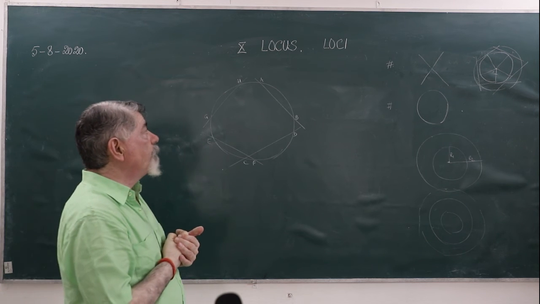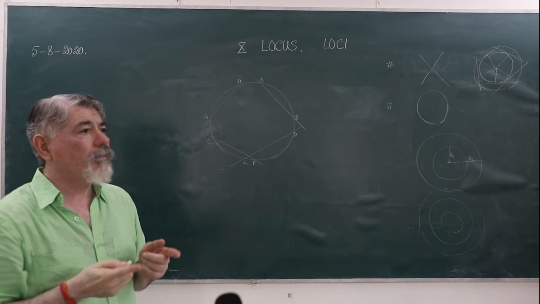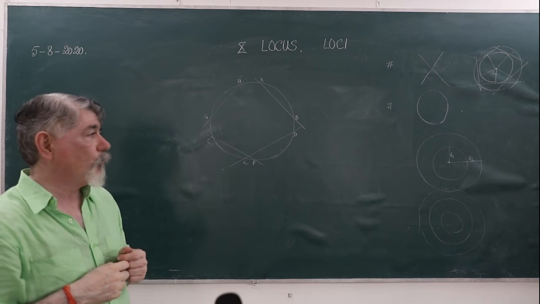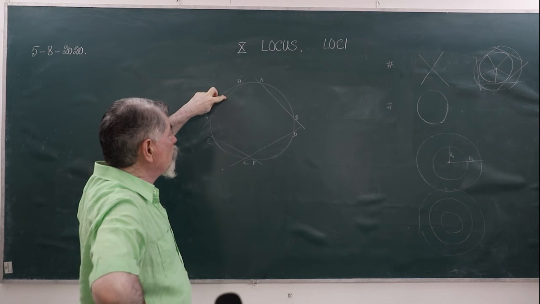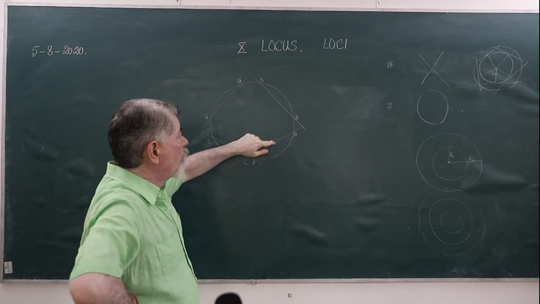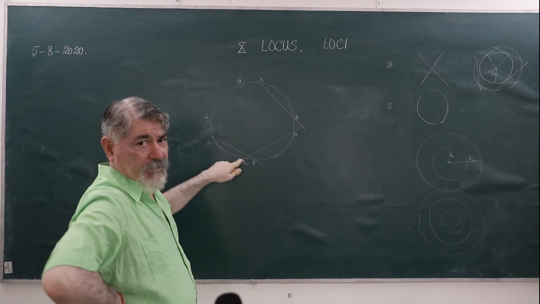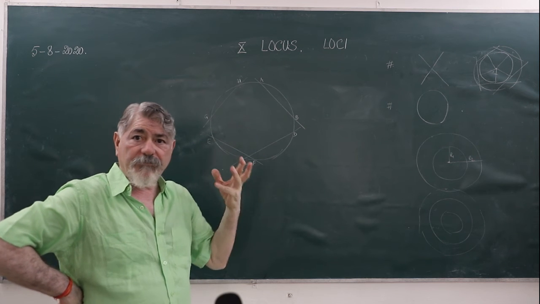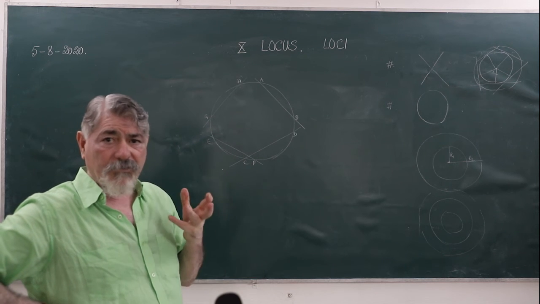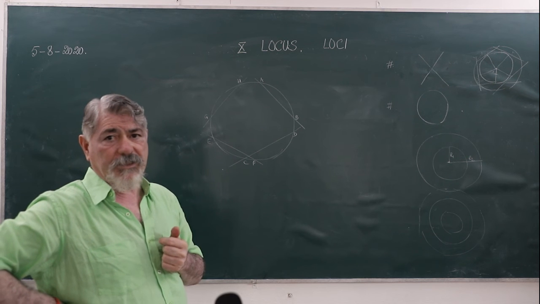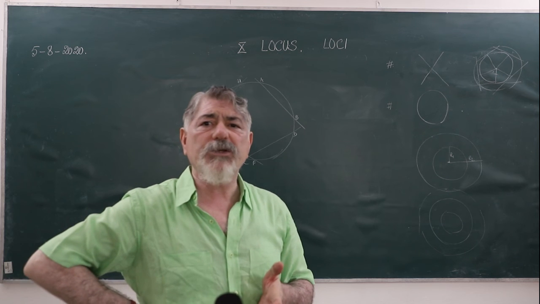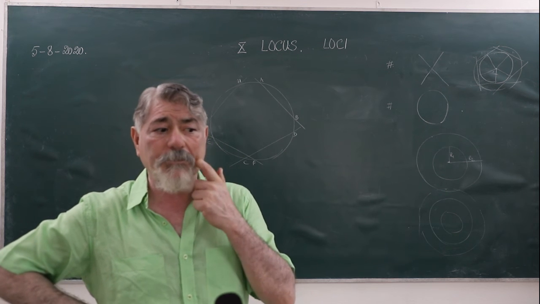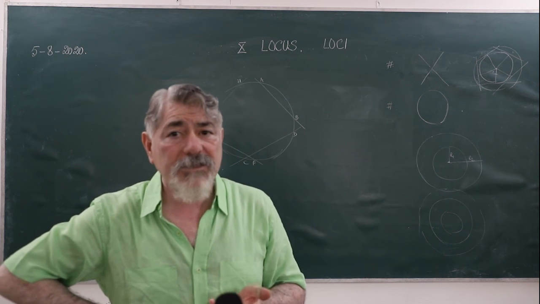Now, what will be this locus if I join the midpoint of all these chords? If we have to find the locus of the midpoint of these equal chords, equal chords are always equidistant from the center of the circle. That is the property of the circle.